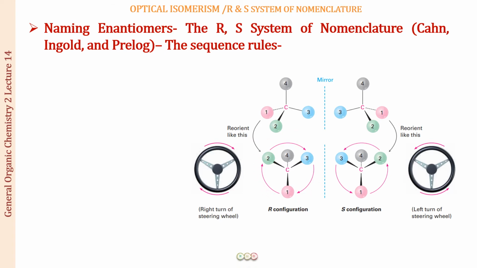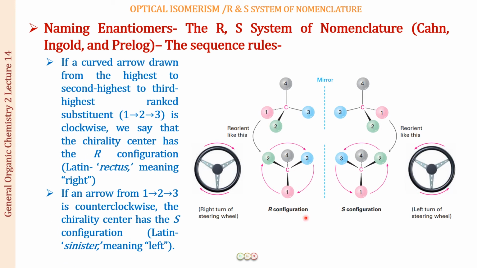You will call it the R configuration, where R stands for the Latin word rectus, which means right. And when it is from 1 to 2 through 3 in the anti-clockwise direction, we call this the S configuration, where S stands for the Latin word sinister, which means left.